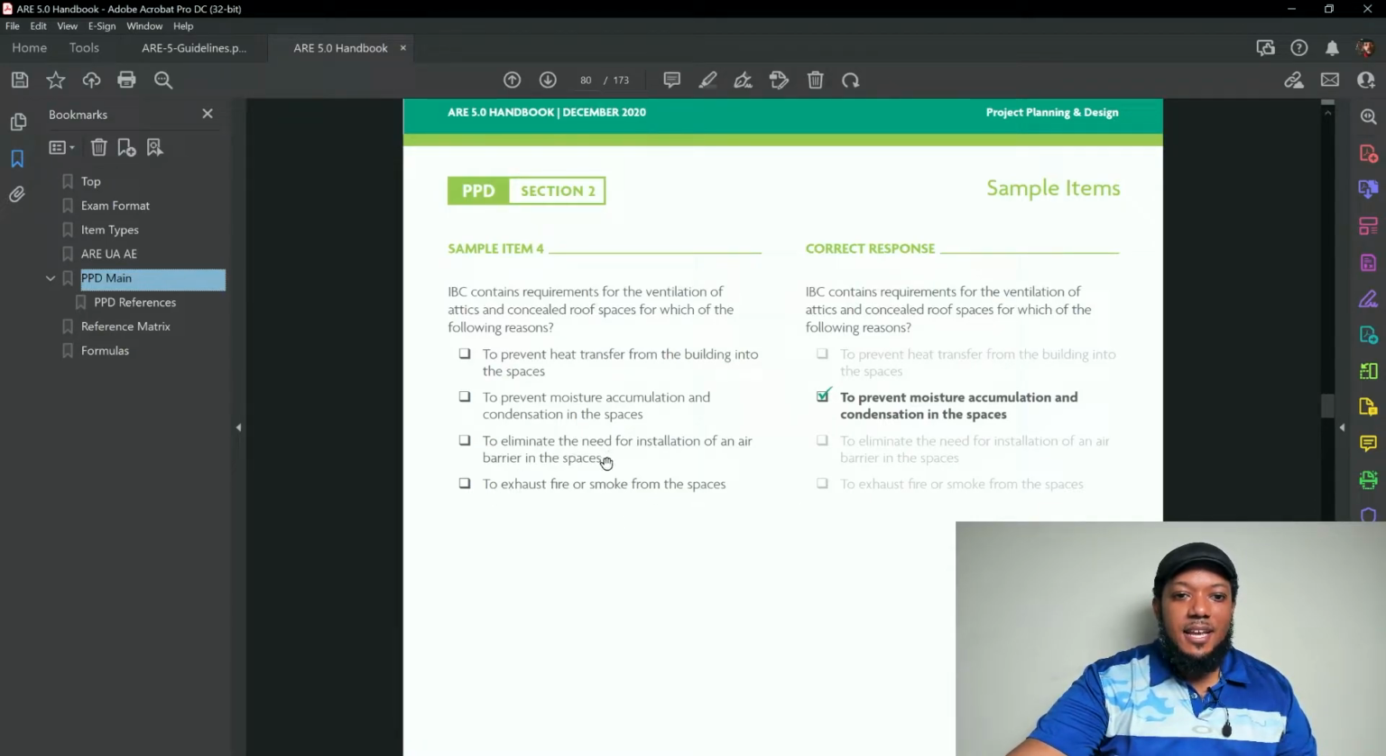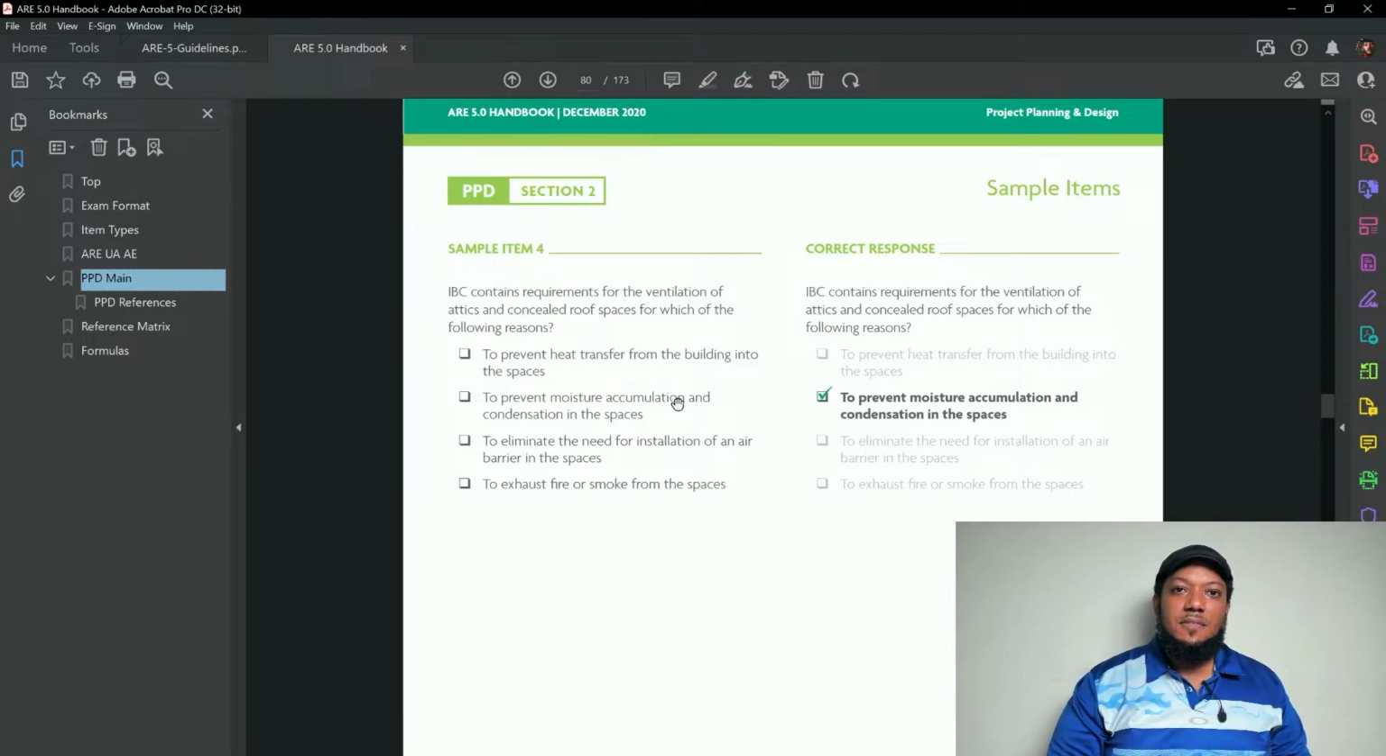It's not going to eliminate the need for an installation air barrier. That doesn't make sense. Prevent heat transfer from the building into the spaces? Heat goes up, so this is up. I think this is actually the logic, but also, it just makes sense, this answer being preventing moisture accumulation and condensation dissipation. So even if it's saying something like a code, like, okay, can you build this particular type of pipe, I think a process of elimination can help you find the right answer.